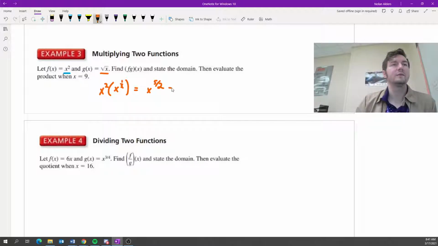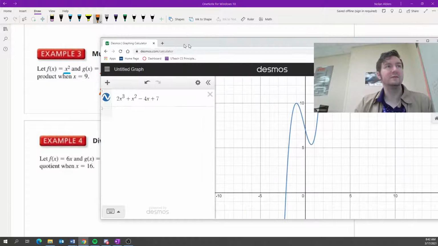Okay, or we could write it as the square root of x to the 5th. Either way, you can write it either way, but that would be that function. And then we have to see what the domain would be. Since we have the square root here, x has to be greater than or equal to 0. But we could justify that with our Desmos here.